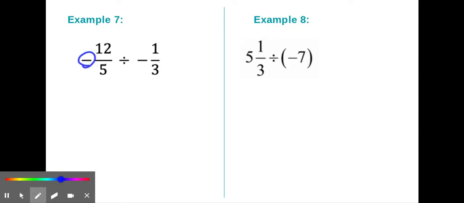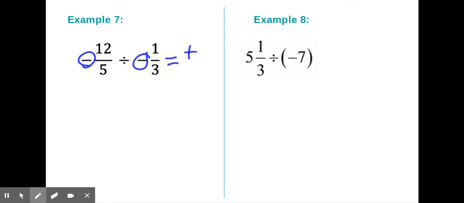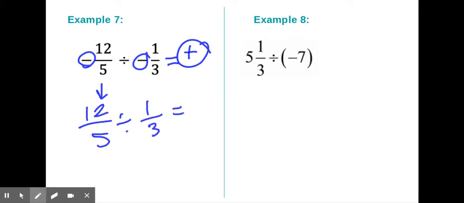So I see I have a negative divided by a negative. A negative divided by a negative is a positive. So I now know that my final answer is going to be positive. So now I can simply drop the signs and go to work dividing. So 12/5 divided by 1/3.